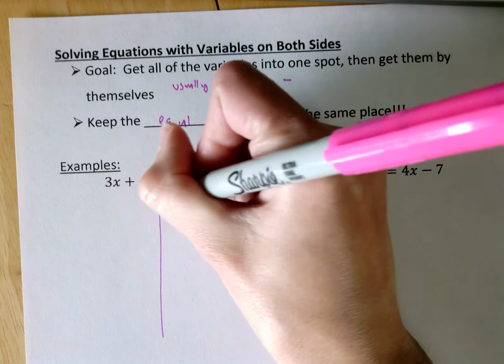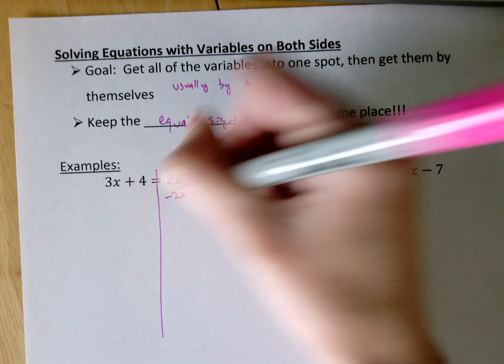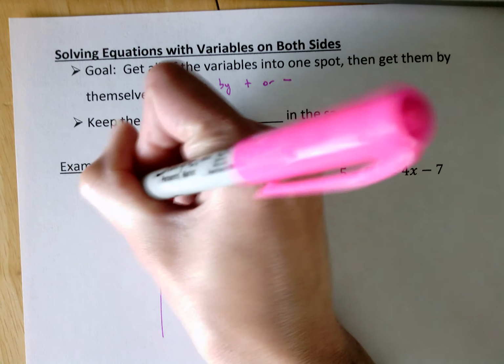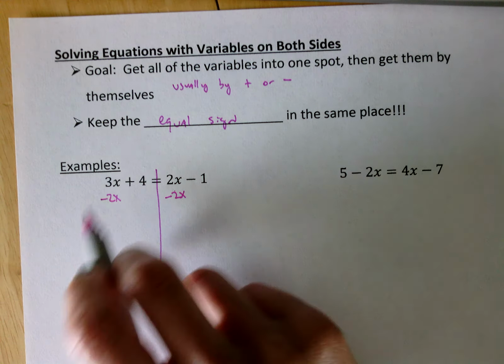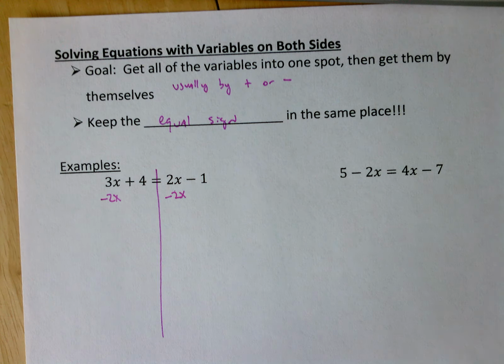I am going to subtract the 2x from both sides just because I know that when I do that, 3x minus 2x is going to be a positive number. If I subtracted the 3x from both sides, I know that I would end up with a negative number, and I would just rather have a positive number. But it doesn't matter. You could do it either way. Okay, so that's the first thing I'm going to do.